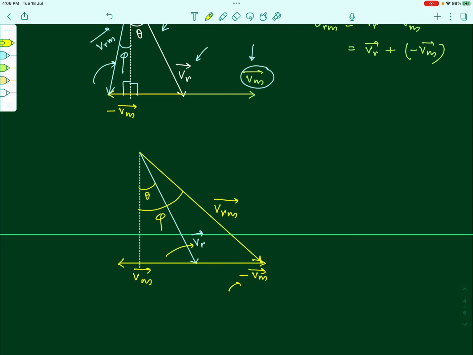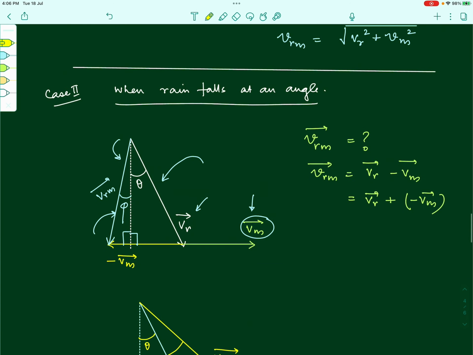Why is that happening? Because the man is moving in the same direction from where the rain is coming. So he will see the rain falling at a greater angle. Whereas in the first case, the rain was falling in this direction, whereas the man was moving opposite to it, so that the angle of inclination of the rain falling, as seen by the man, decreased. Okay, so this is how situations will change.